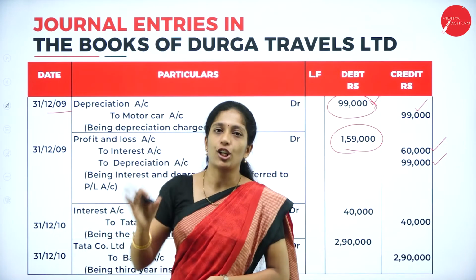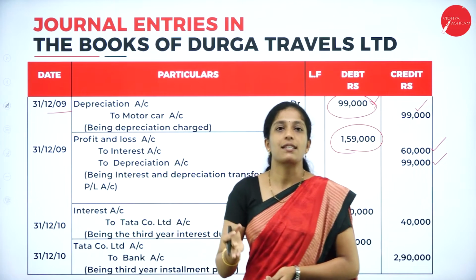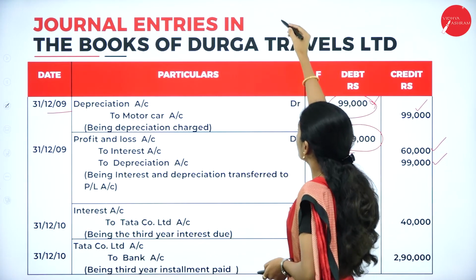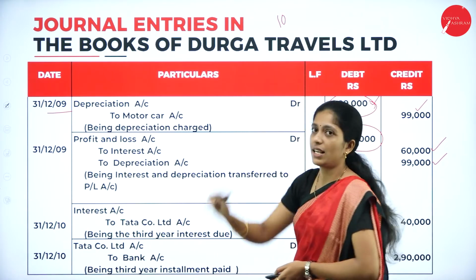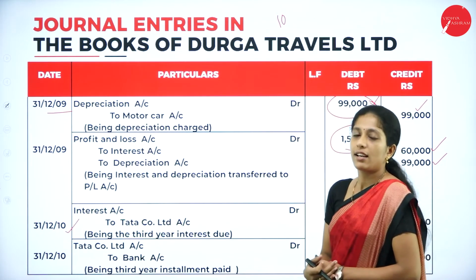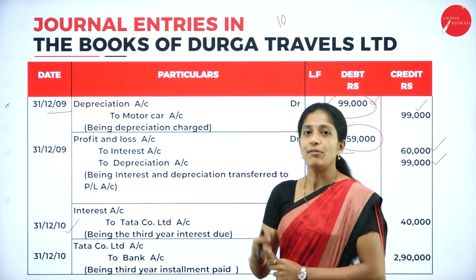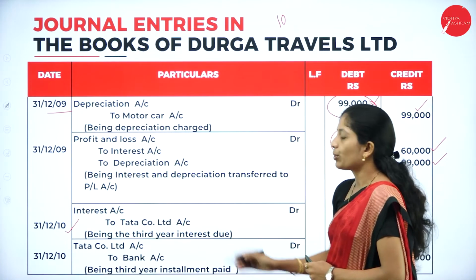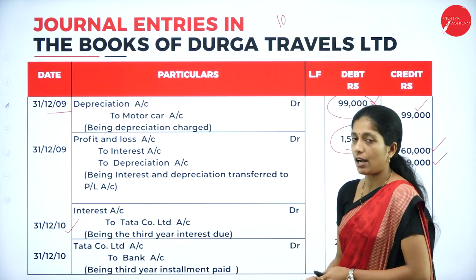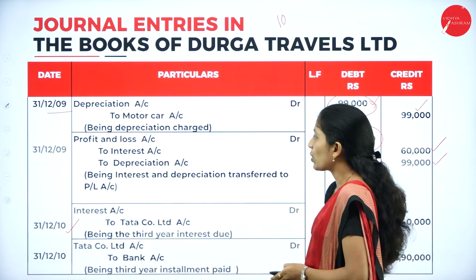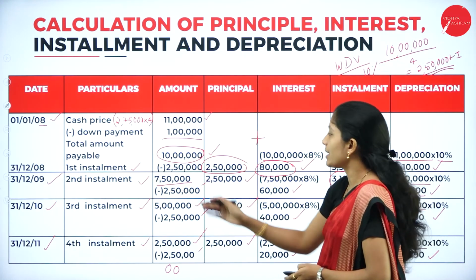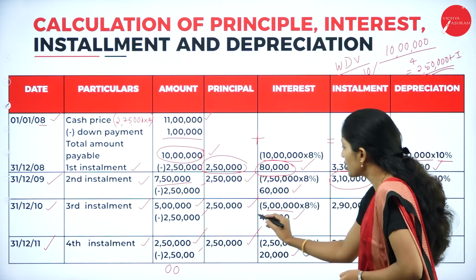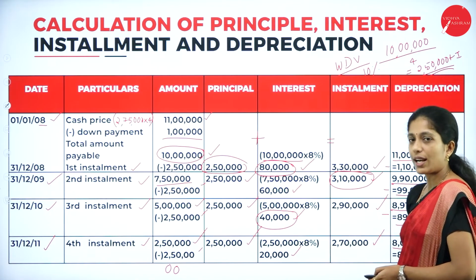In the same way, continue with the third year. So here also it starts from interest due. So your third year is what? 2010. And for the third year also, your entry remains the same. First it will start with interest due. So interest account debit to Tata Company Limited account. Now see the table and see what is the interest due in the third installment. So interest due is how much? 40,000. So write that amount.